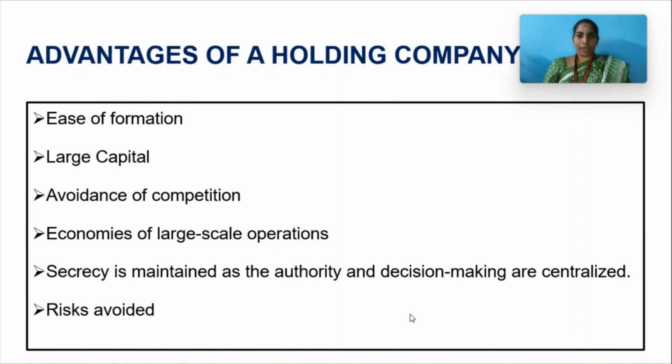Next, large capital. It is very difficult to raise a very large capital with a single company. If I have a group of companies, like those acquired as holding and subsidiary, then obviously a large capital could be raised and it could be utilized in a large scale operation which could give me a large turnover. Next, it is avoidance of competition.